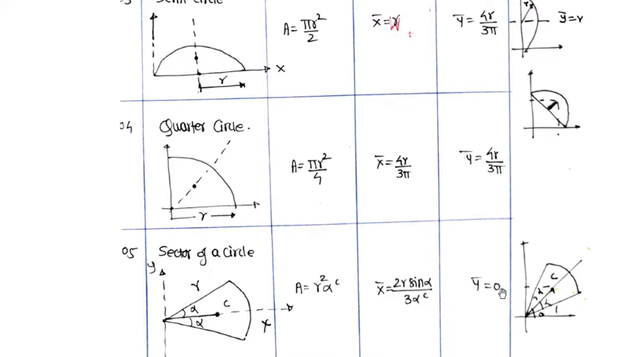So, y bar is equal to 0 and x bar, the horizontal distance of the centroid, is equal to 2 r sin alpha upon 3 alpha. Here this alpha is in radian, and we know 1 degree is equal to pi by 180 radian. So, x bar is equal to 2 r sin alpha upon 3 alpha, and the area of this sector is r square alpha, with alpha in radian.